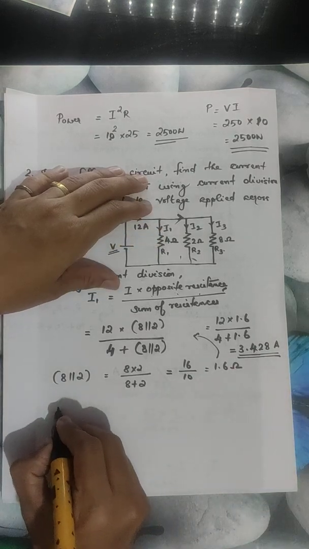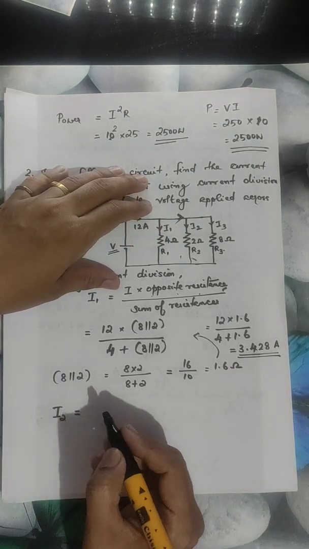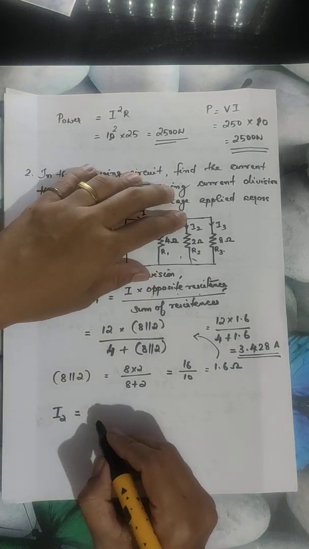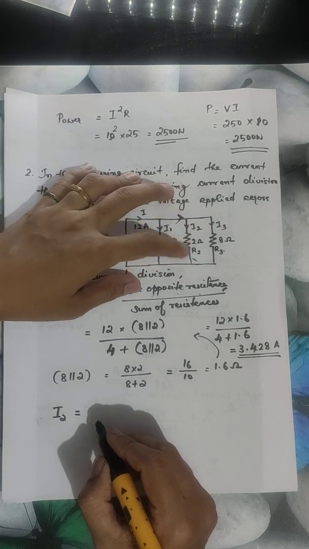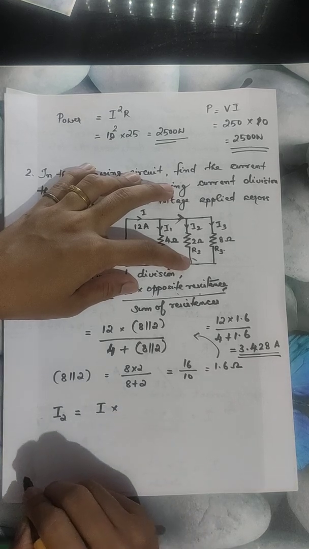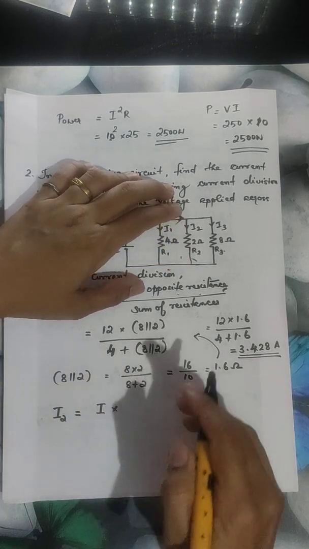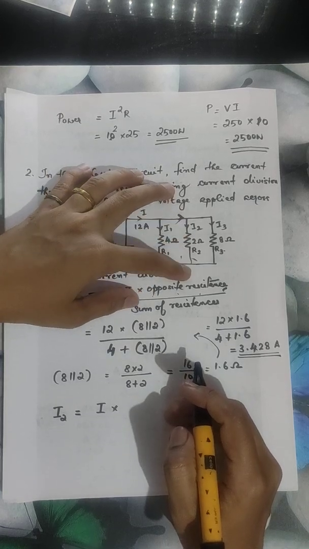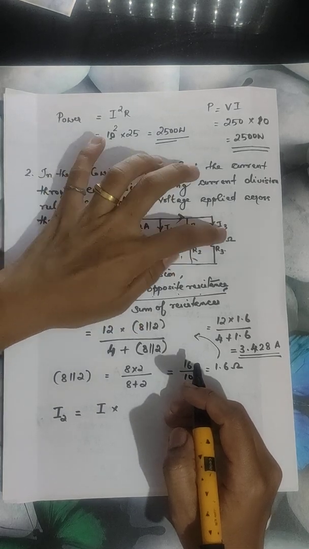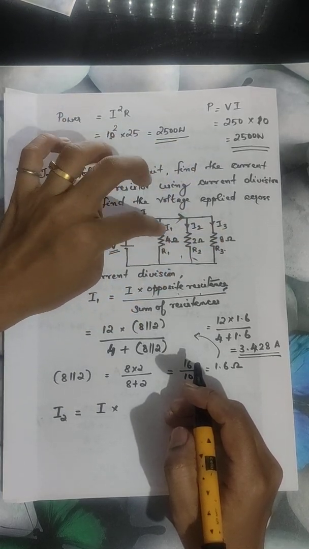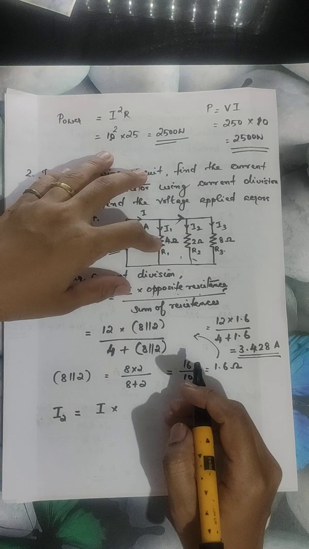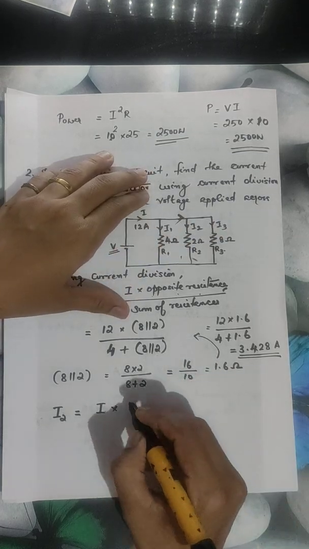Now let us calculate I2. So hope you understand the concept of current division. So I2 is the current flowing through this branch. Okay. So which will be equal to total current into opposite branch resistance. So if we are considering this branch for calculating the current, then opposite branch means all the remaining branches together. That is, here this 4 ohm and this 8 ohm are in parallel. So opposite branch means 8 parallel to 4.